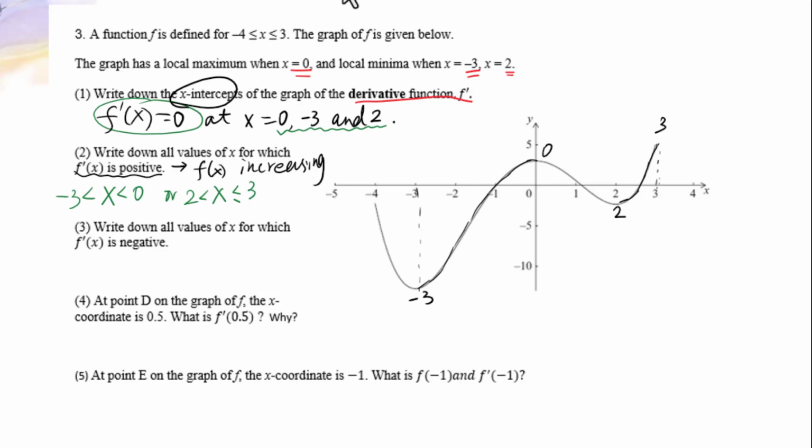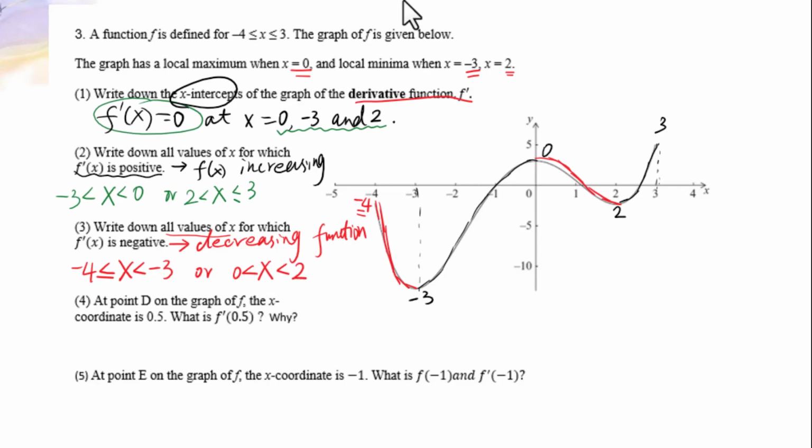Write down all values of x for which f prime of x is negative, which means a decreasing function. From here to here, and from here to here, the graph is decreasing. So we write down x greater than or equal to -4, less than -3, or x greater than 0, less than 2.